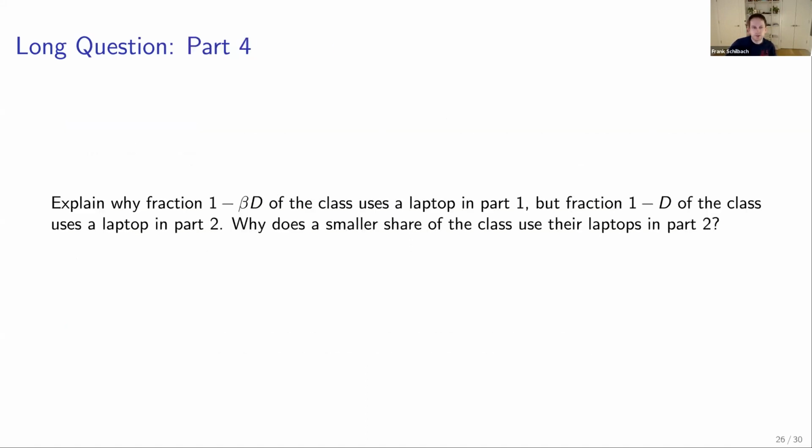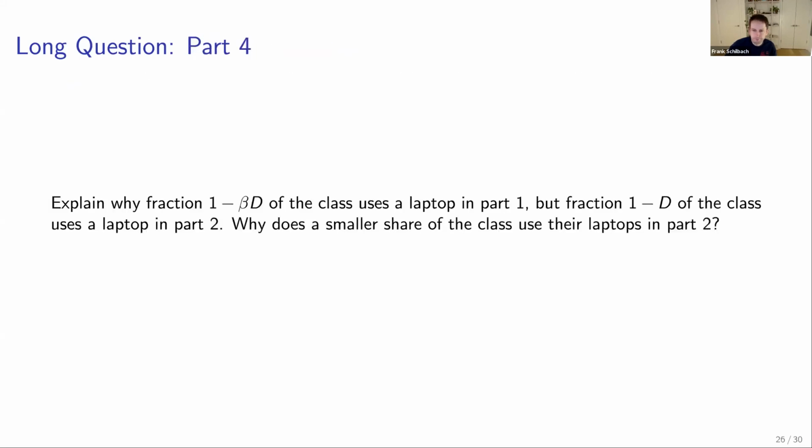Okay, question number 4. Explain why the fraction 1 minus beta D of the class uses a laptop in part 1, but the fraction 1 minus D of the class uses a laptop in part 2. Why does a smaller share of the class use their laptop in part 2?